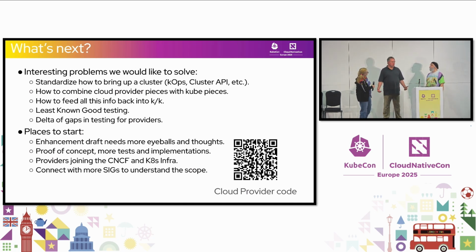And we don't need to solve, we're not trying to do a matrix test, right? But we are trying to make sure that a representative GCP cluster is tested. A representative AWS or Azure cluster is tested. A representative Huawei cluster is tested.